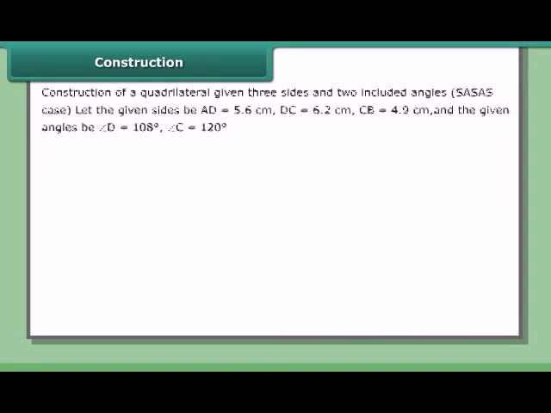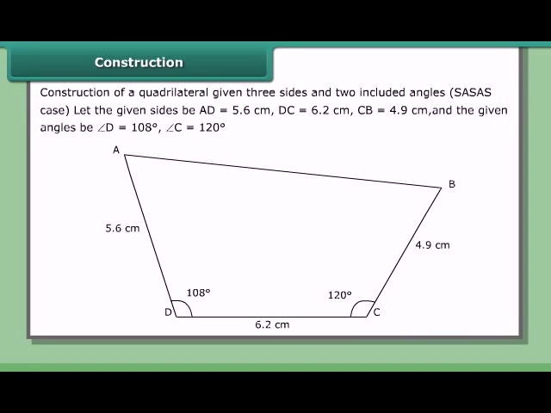Construction. Construction of a quadrilateral, given three sides and two included angles, SAS case. Let the given sides be AD as 5.6 cm, DC as 6.2 cm, CB as 4.9 cm, and the given angles be angle D as 108 degrees, angle C as 120 degrees.